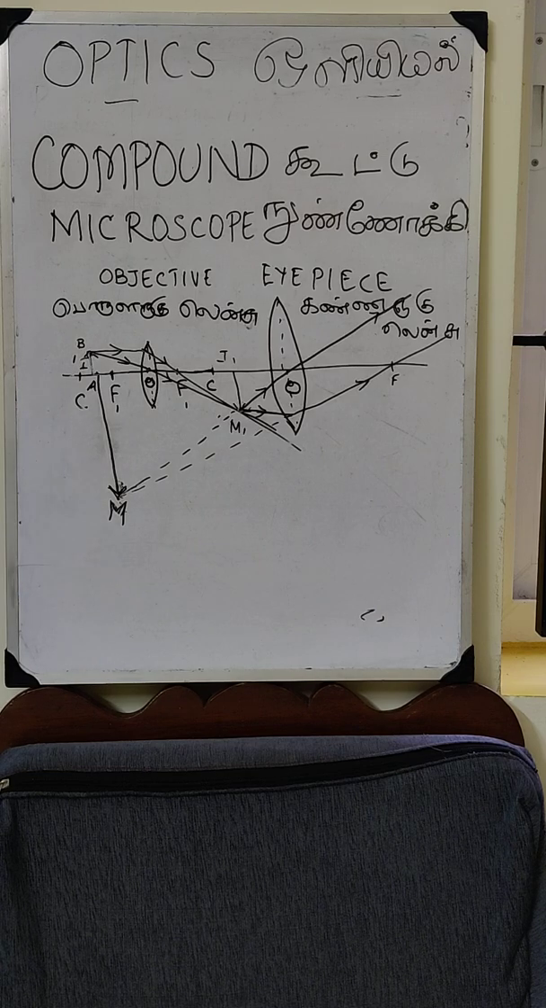So in a terrestrial telescope, the third lens which is used is called the correcting lens. So you get an erect image there also.